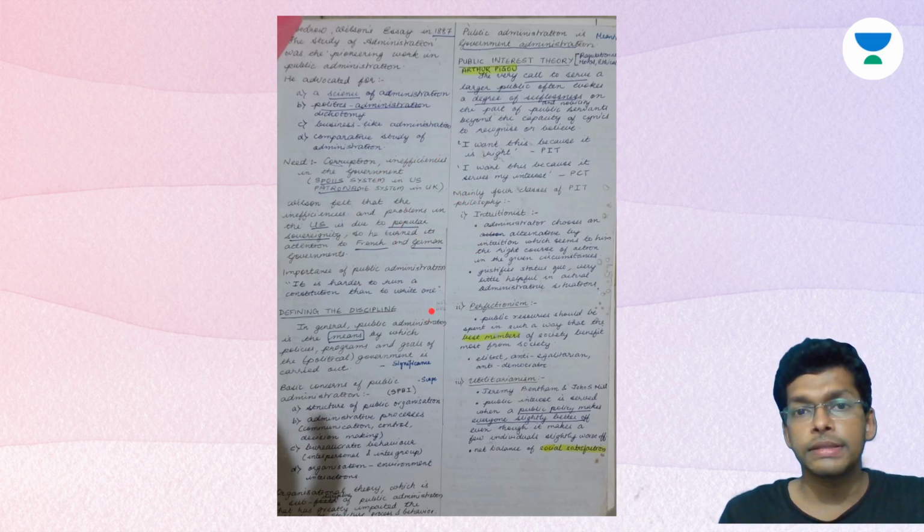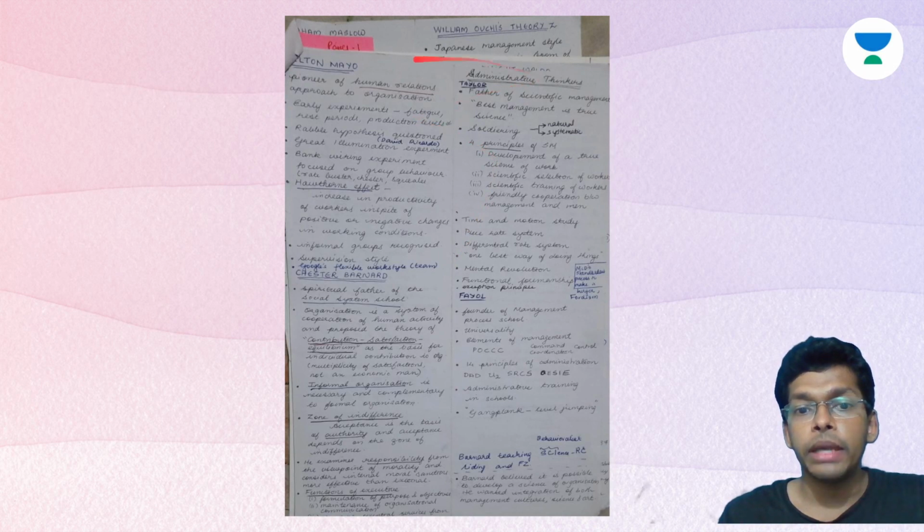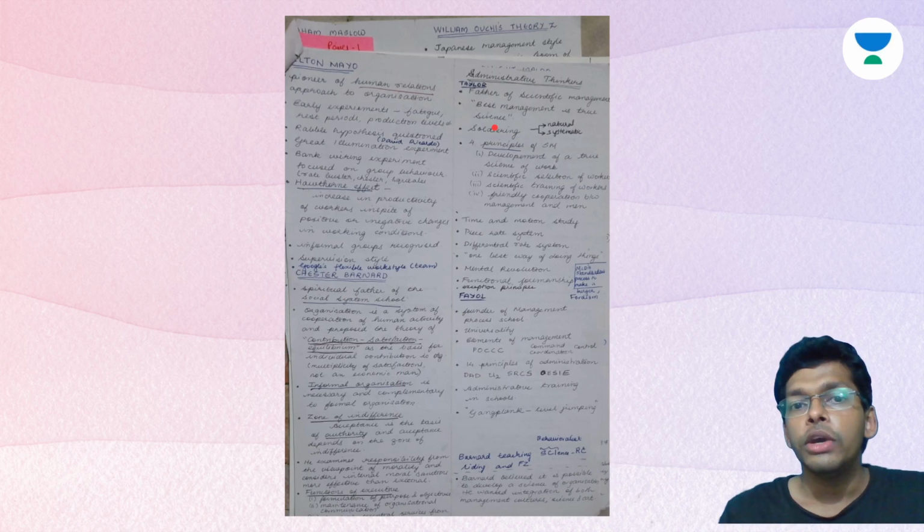Now let us see the notes which I prepared from Prasad and Prasad, the administrative thinkers. Here you can see that in this single page I am covering four thinkers. You know that the entire Prasad and Prasad book consists of around 20 thinkers. The entire set of thinkers I have covered in 3 or a maximum of 4 pages.